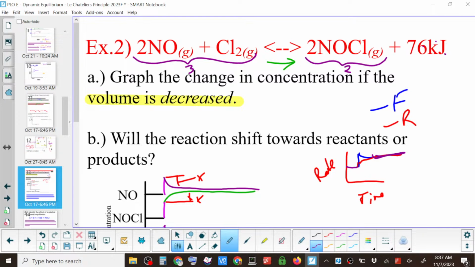So then the reaction rate would be faster on the reactants. Yes, it would be faster. There's more particles, so it's more affected by changes in concentration.